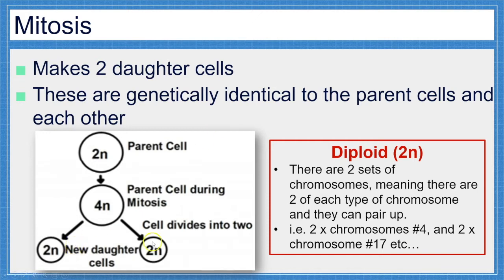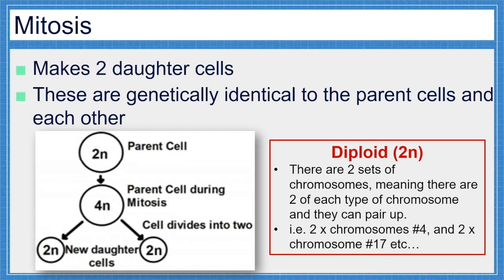Now, one thing to take note of, and I mentioned this in part 1, is this little box over here that's talking about what diploid means. So just to reiterate with that, the word diploid is referring to a cell where you have two sets of chromosomes. So it means there's two of each type of chromosome. So you're able to pair them up. So for example, you'd have two chromosome number 4s, two chromosome number 17s. That's what the word diploid means. So if N is just one set of chromosomes, then 2N is saying there's two sets of chromosomes, and that's what diploid is.